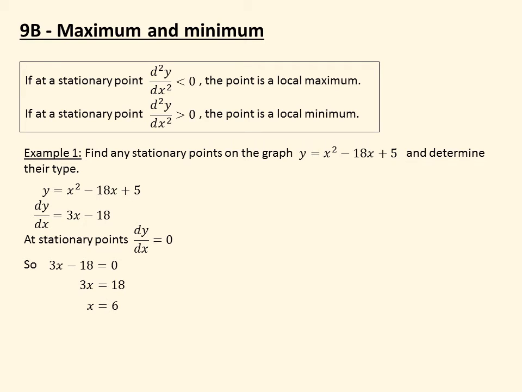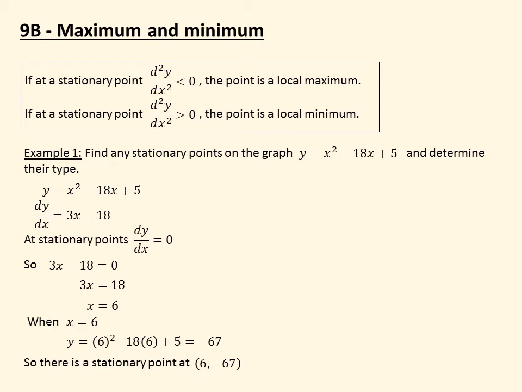We can use this value of x to find the y coordinate by substituting it back into the expression for y. So we know there was a stationary point at (6, -67).